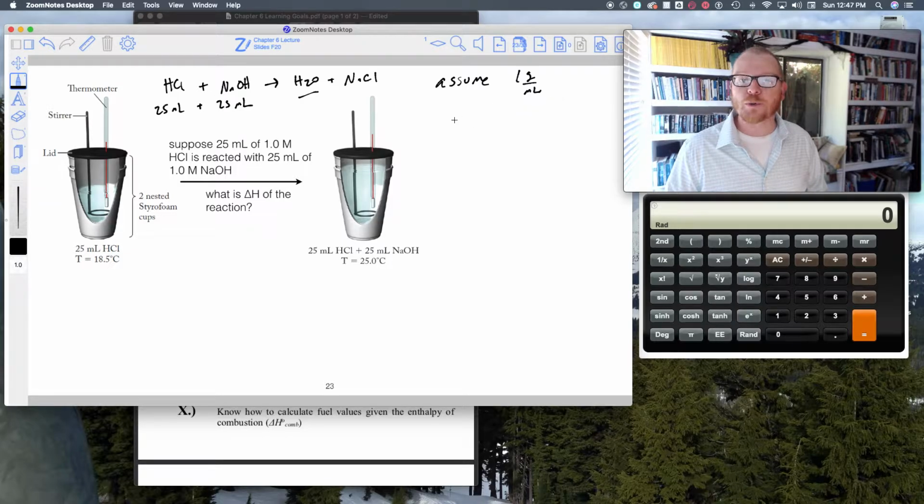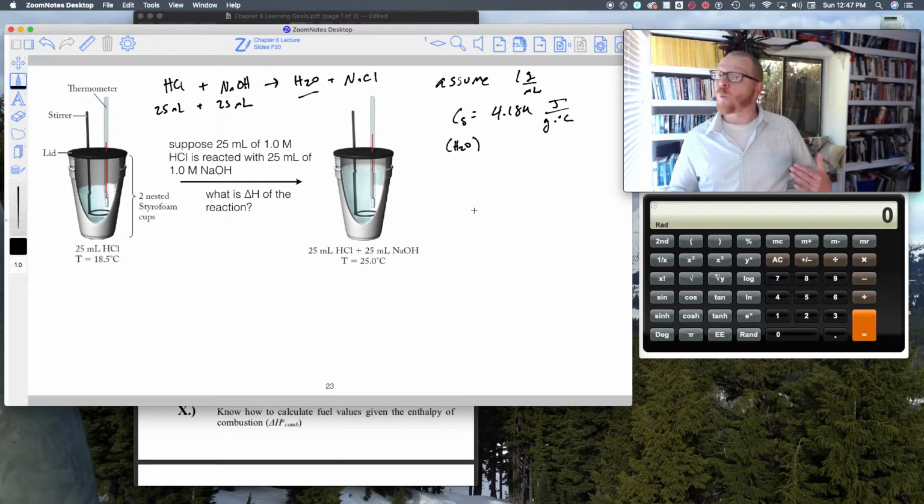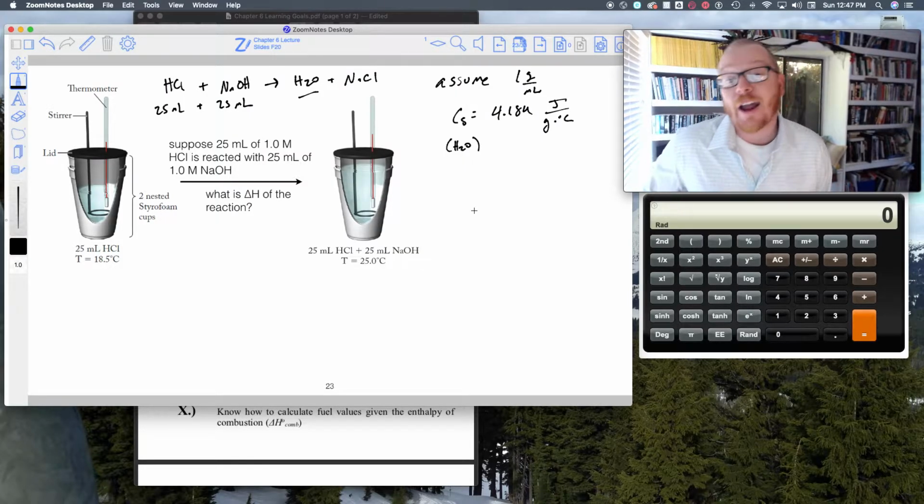I'm also going to assume the heat capacity of the mixture is 4.184 joule per gram per degree C, which is the specific heat of water. If I'm assuming the density of the solution is that of water, I also have to assume the heat capacity of this reaction is that of water. That's a good assumption. Both of these are good assumptions because these solutions are aqueous. So we had to know that before we can proceed to any kind of calculation.